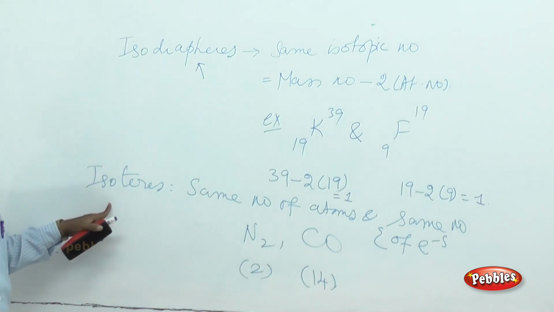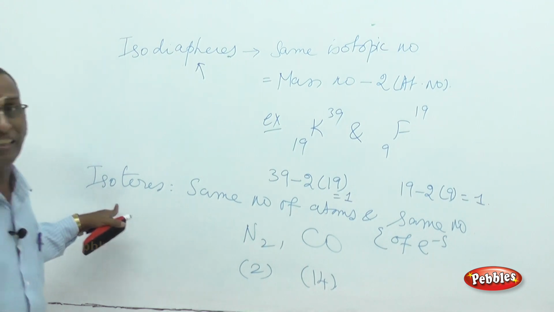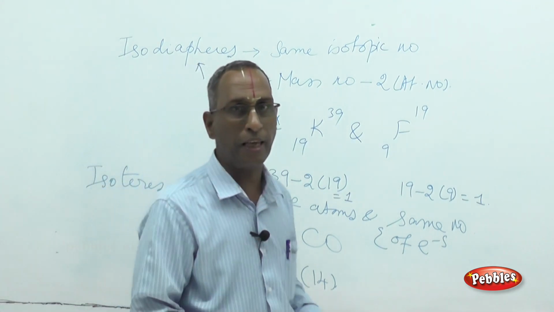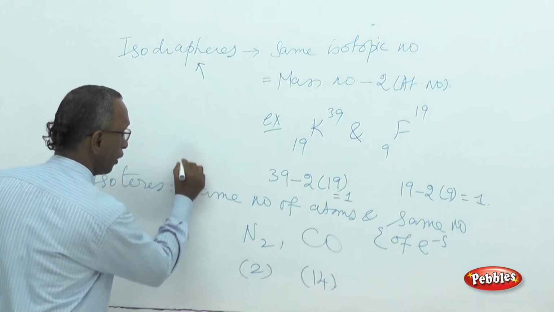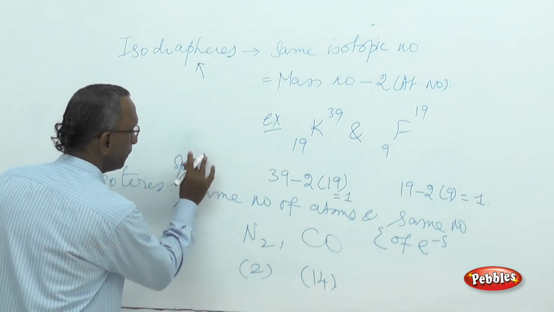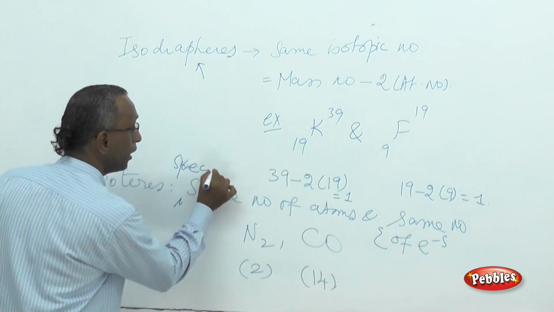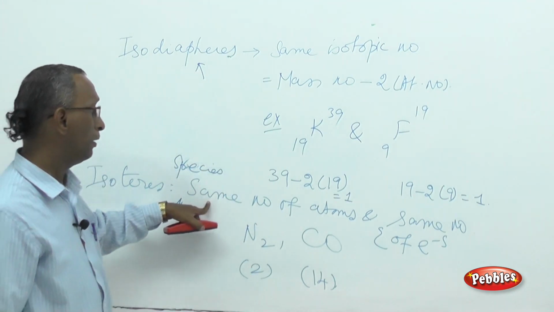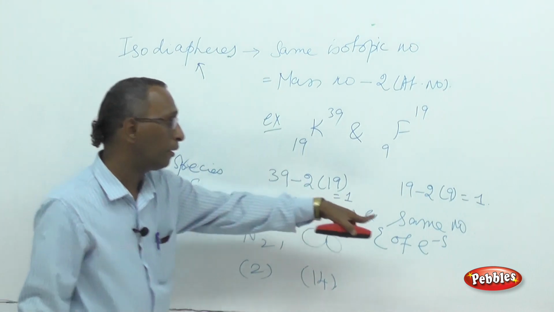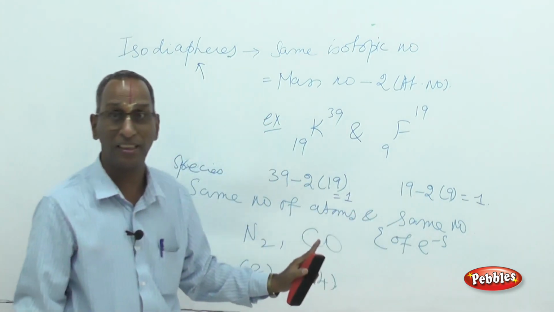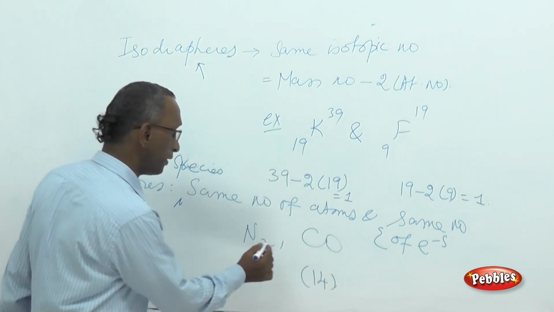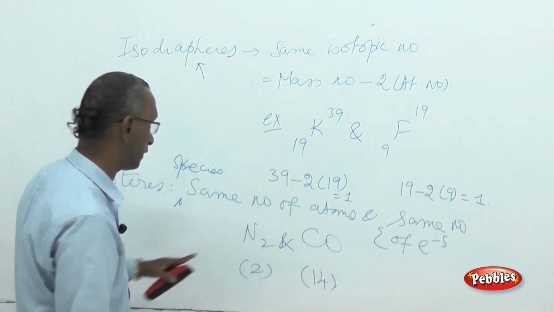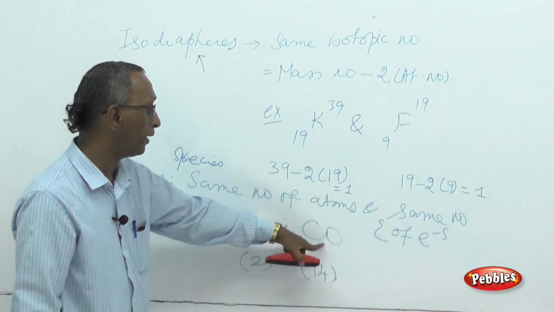Lastly, the next important concept is called isoteres. Isoteres are the systems or species, which can be different elements, with the same number of atoms and the same number of electrons. Let us consider these two. These are called isoteres: nitrogen molecule and carbon monoxide molecule.